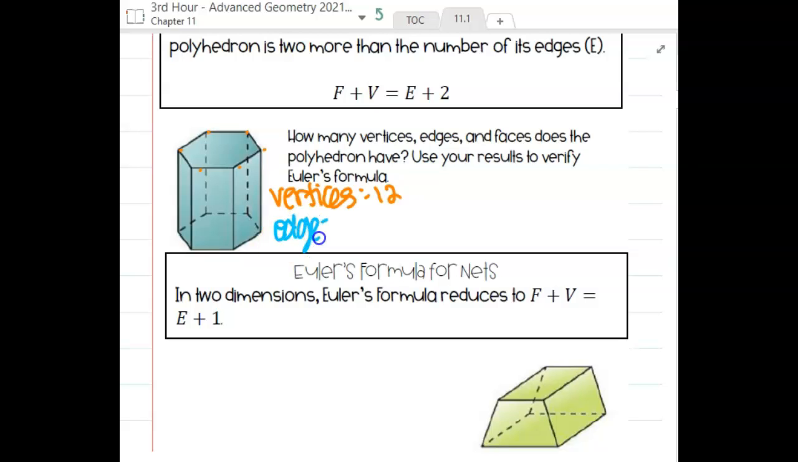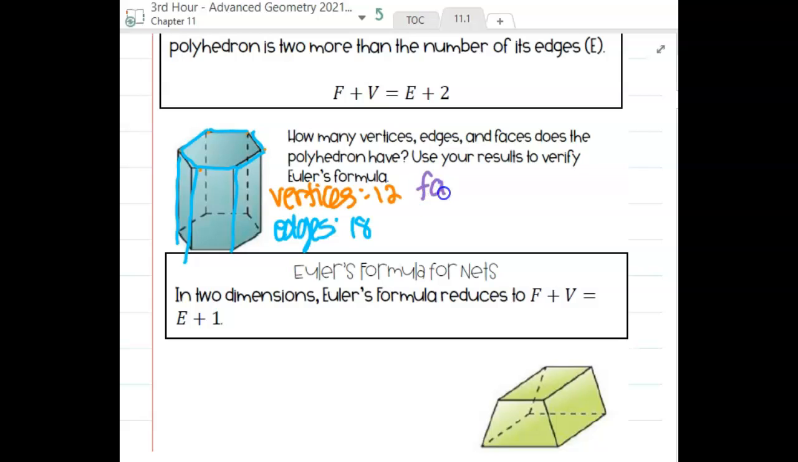Okay, the edges are going to be where the faces meet. So I think about where you would see that crease. Since you have the picture, you can just trace them. So I have 1, 2, 3, 4, 5, 6, just on that top. How many edges will I have on the bottom? Also 6. Are there other edges? Where are the other edges? In the middle, right? I've got how many here in the middle? Also 6. So I have 6 on the top, 6 on the bottom, and then 6 on the sides, which would give me 18 edges.